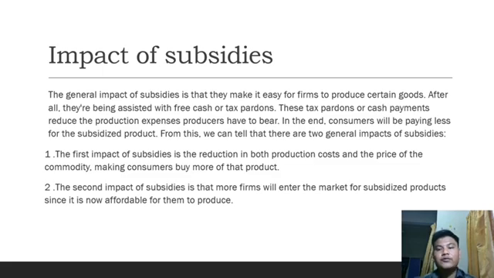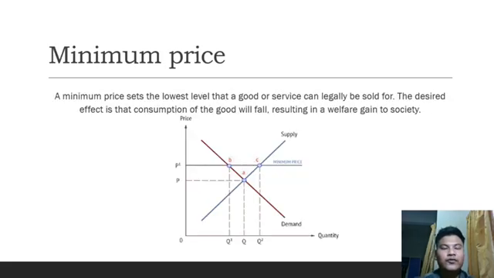From this, we can tell that there are two general impacts of subsidies. The first impact of subsidy is the reduction in both production costs and the price of the commodity, making consumers buy more of that product. The second impact of subsidies is that more firms will enter the market for the subsidized product since it is now affordable for them to produce. So we move to the next part.